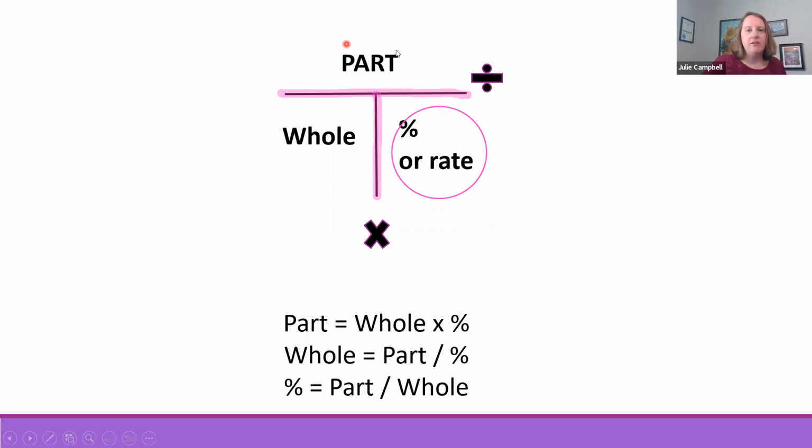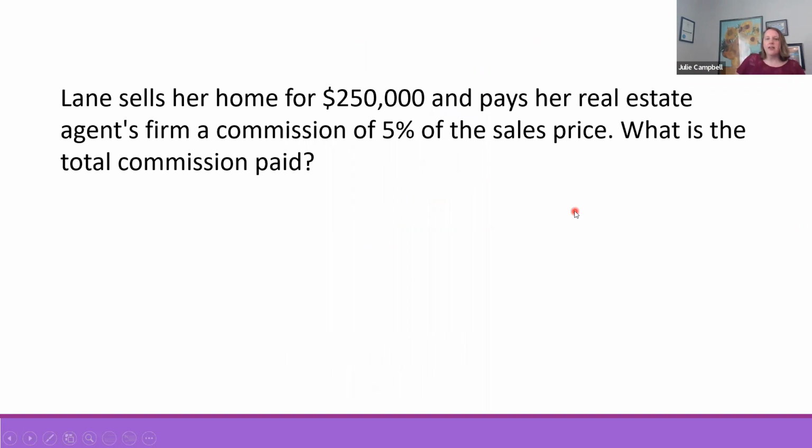So now, taking our newfound information, let's go back to the problem that we just did. We already know the answer. Lane sells her home for $250,000 and pays her real estate agent's firm a commission of 5% of the sales price. What is the total commission paid?